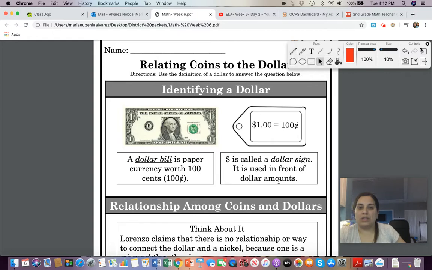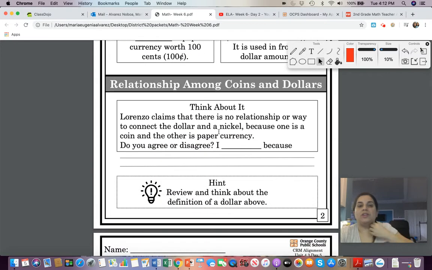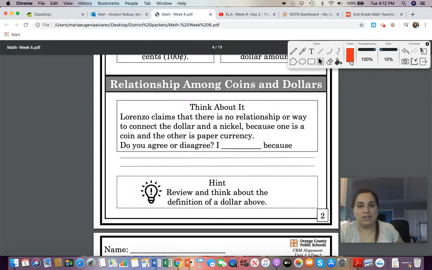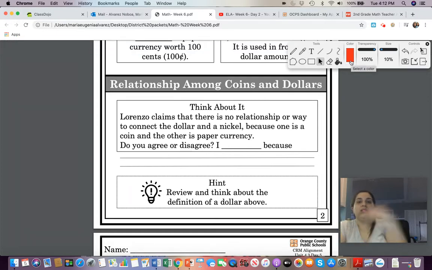But let's get to what they want you to do down here. So think about it. Lorenzo claims that there is no relationship or way to connect the dollar and a nickel because one is a coin and one is paper currency. So they have no relationship. Do you agree or disagree? Is there a relationship between a dollar and a nickel just because one is paper and one is coin? Does that mean there's no relationship at all? They don't have anything in common?